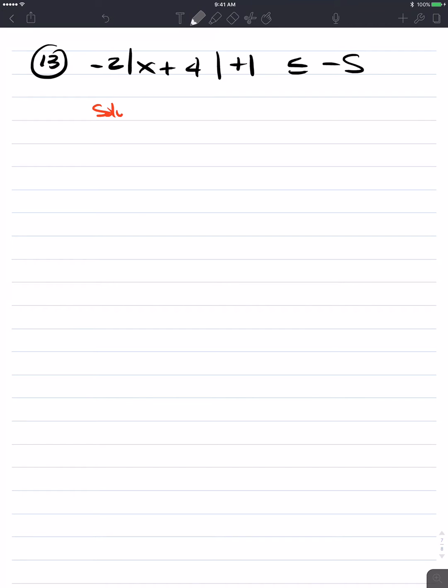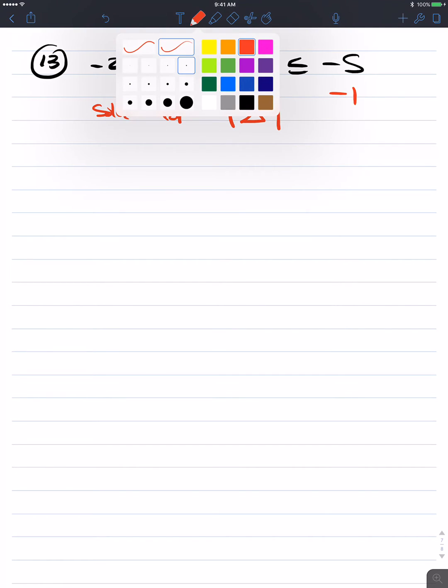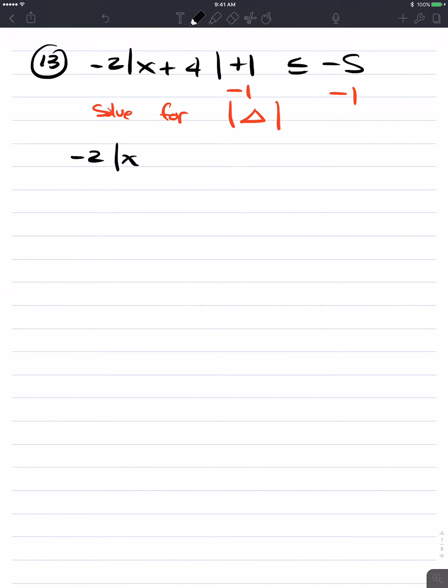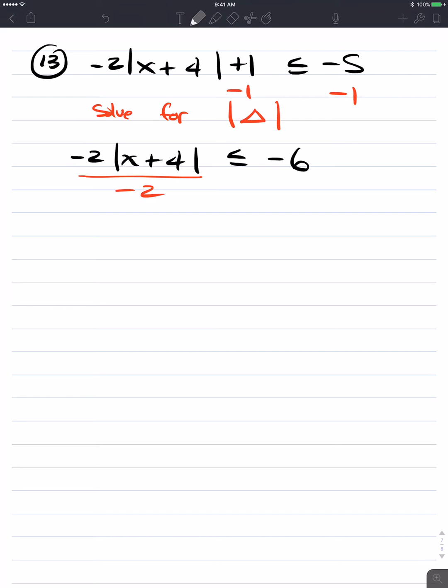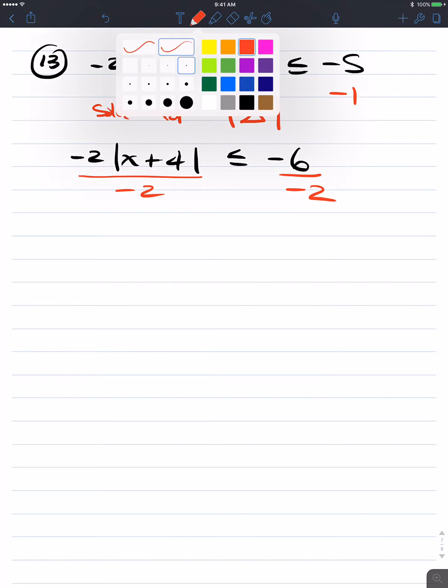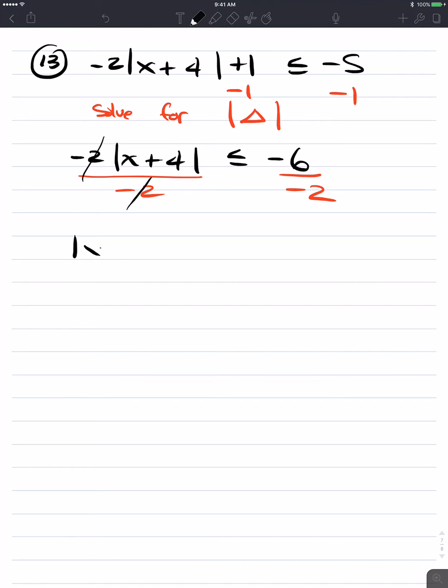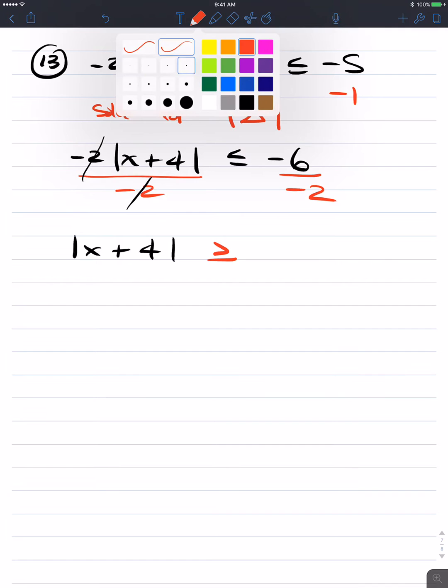We're going to have to solve for the absolute value. We do this by subtracting 1 from both sides. Negative 2, absolute value, x plus 4 is less than or equal to negative 6. Divide both sides by your negative 2. Cancel the absolute value of x plus 4. Since we divided both sides by a negative, we have to switch direction of our inequality sign. Negative 6 divided by negative 2 is positive 3.